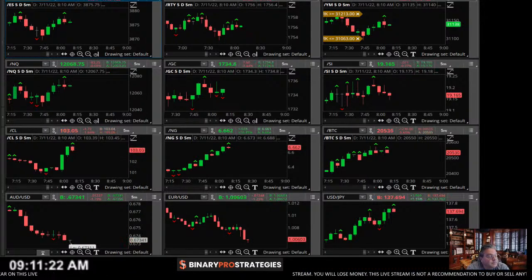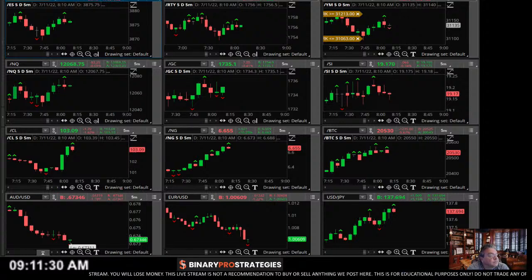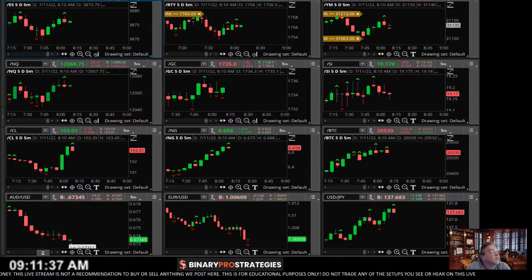317.64. And then reversal RTY is going to bring us down to 1749.